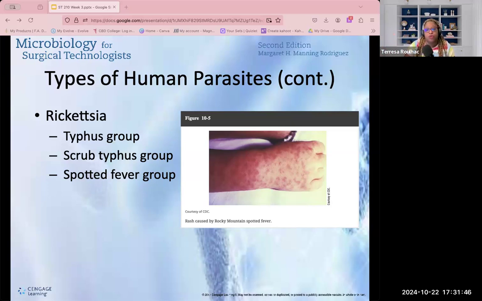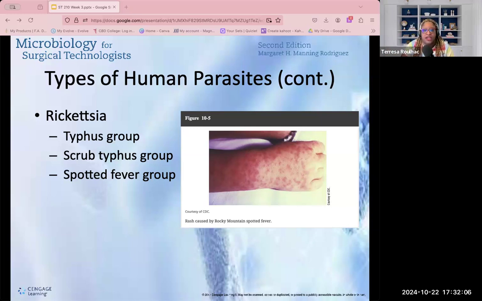We also have the scrub typhus group. Here, these are transmitted by chigger mites. Again, fever, headache, rash, or you'll see a dark sore or eschar. So eschar means dark sore, okay?